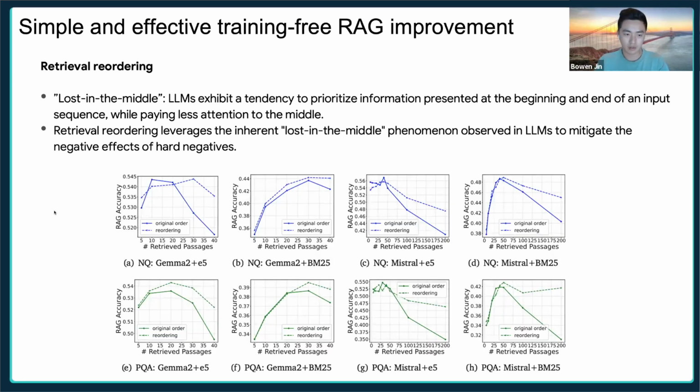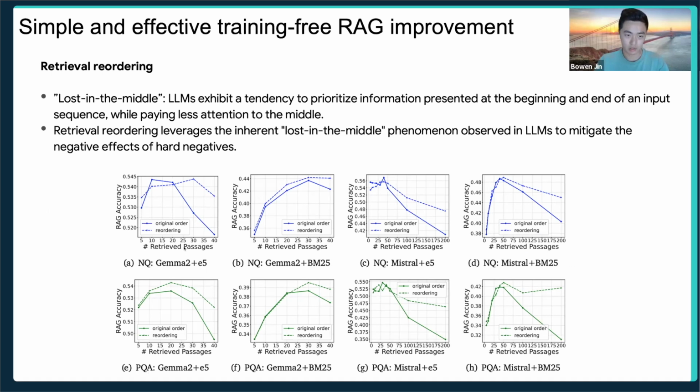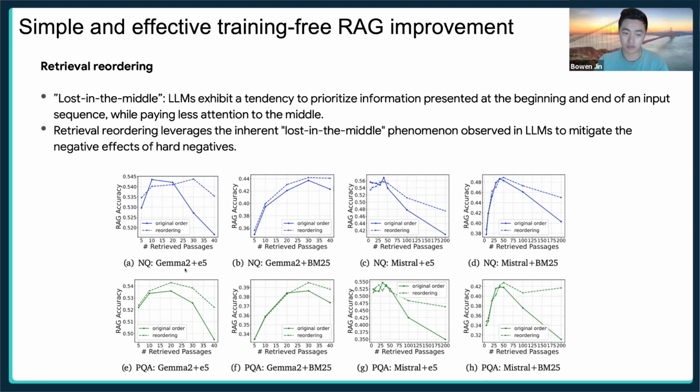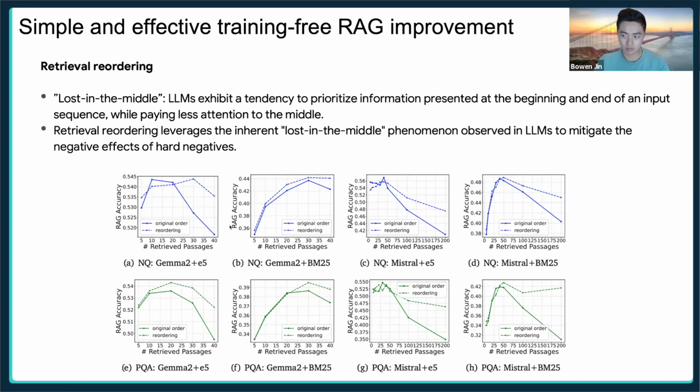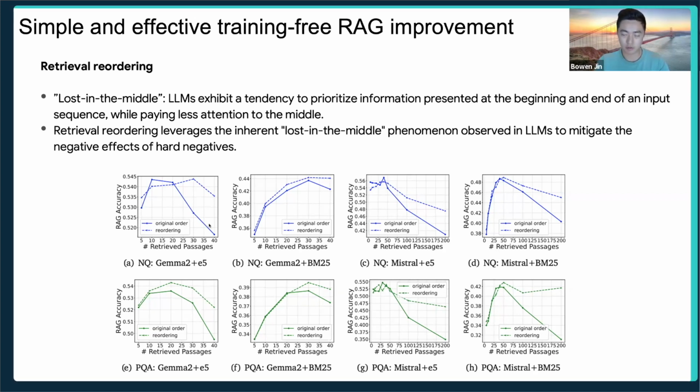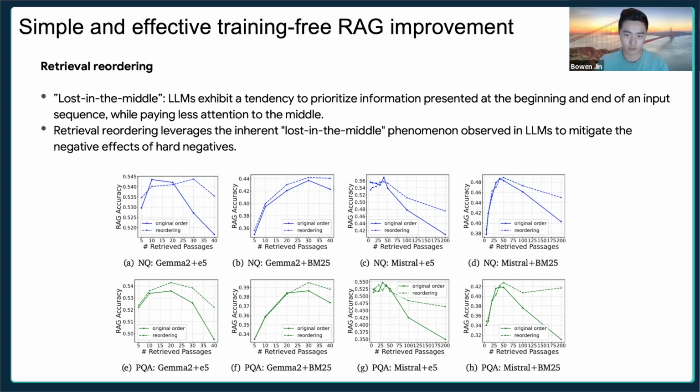And we conduct experiments on two datasets, Natural Questions and PopQA, with two retrievers, E5 and BM25, and also with two large language models, Gemma 2 and Mistral. We can see that this retrieval reordering solution can have a significantly improved performance compared with the original ordering. And this performance improvement is especially large when we have a very large number of retrieved passages. You can see here the improvement is very large, but if you just have a small number of retrieved documents, the improvement is not that large.